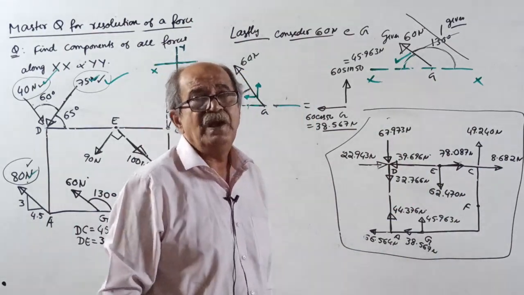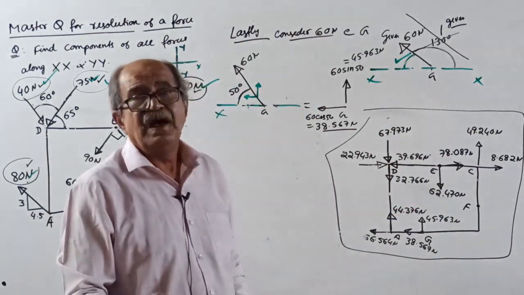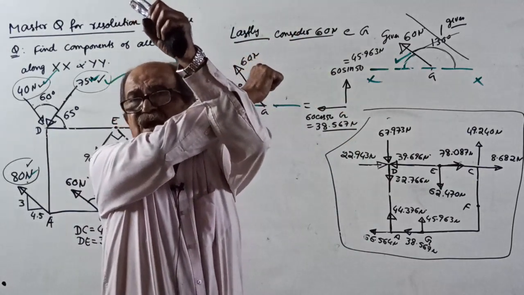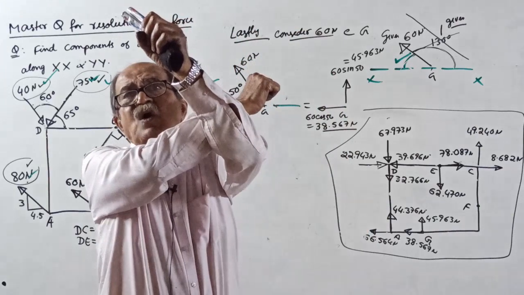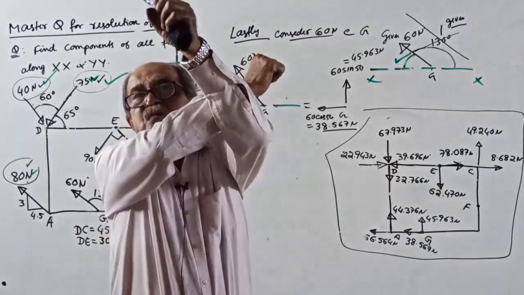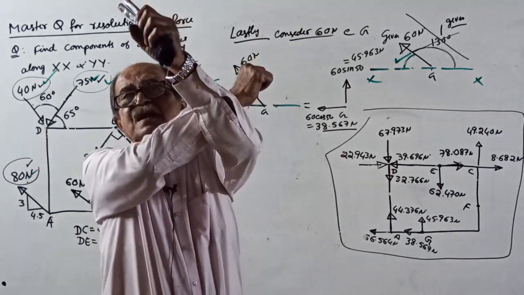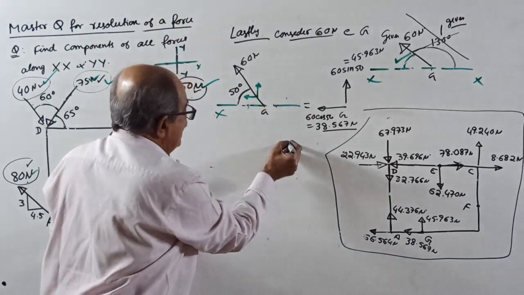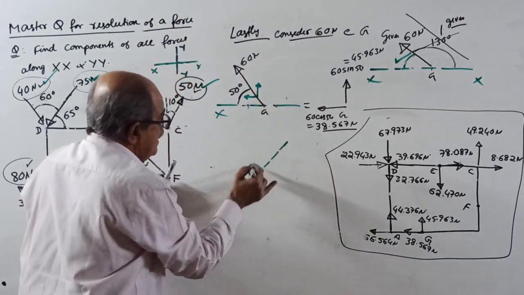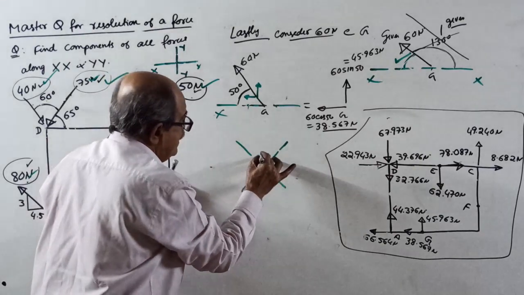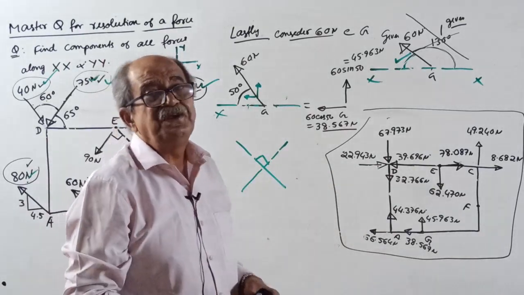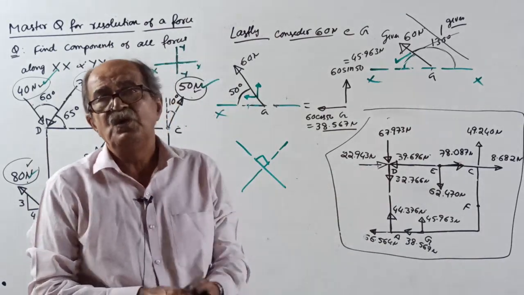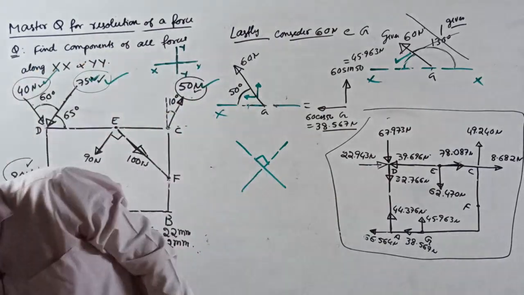Okay, today's class over. Next class will be resolution in two mutually perpendicular directions, but when they are not horizontal and vertical, both are inclined. Suppose there's an inclined plane: one along the plane, other perpendicular to the plane. They are perpendicular to each other, and that perpendicular is very important. Okay, thank you. We'll meet in the next class.